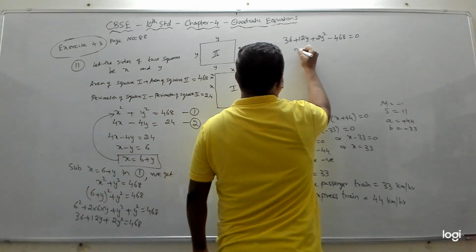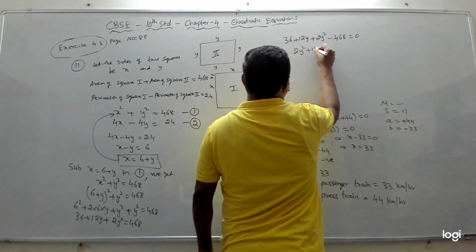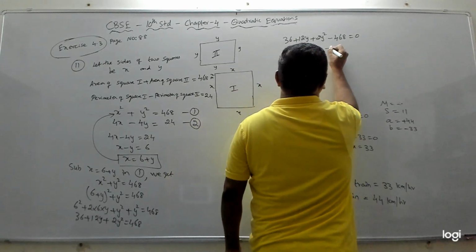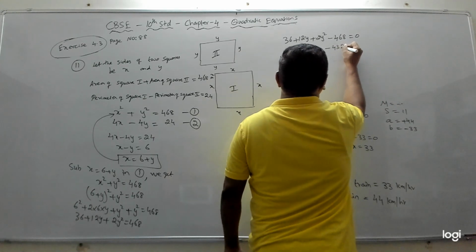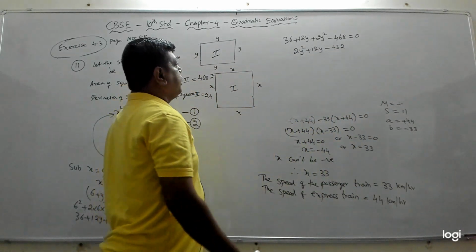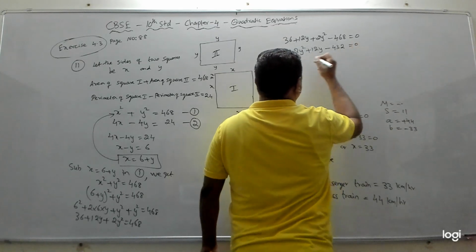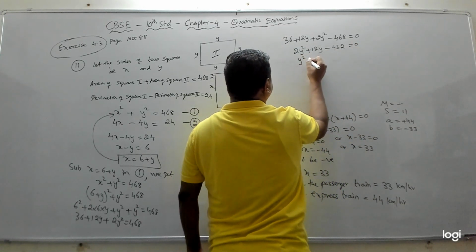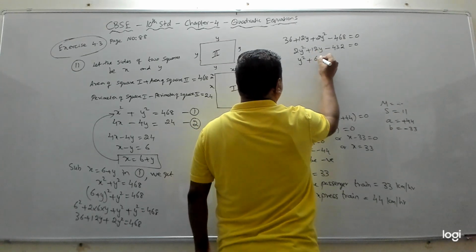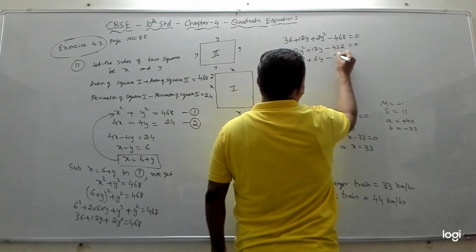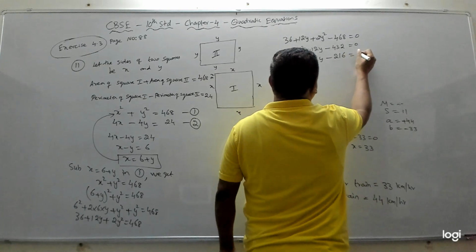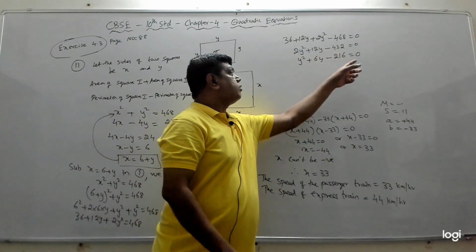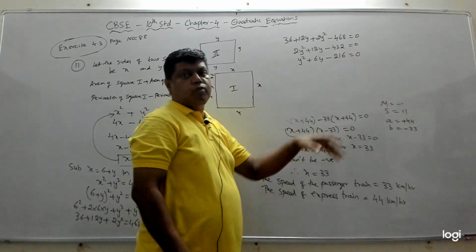Now I'll write 2y square first, plus 12y. Then 468 minus 36 is minus 432, equal to 0. Now throughout I can cancel by 2, where 2 is present everywhere. So this will become y square plus 12 by 2 is 6y, 432 by 2 is 216, equal to 0. So you can divide each term by 2. Even 0 divided by 2 will get 0.